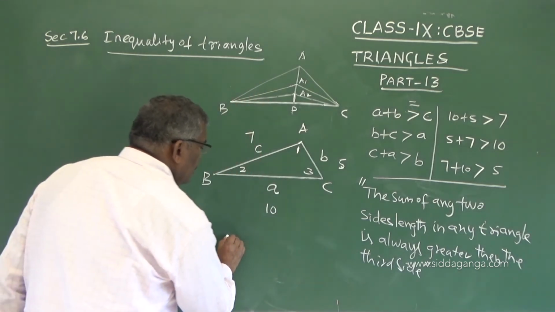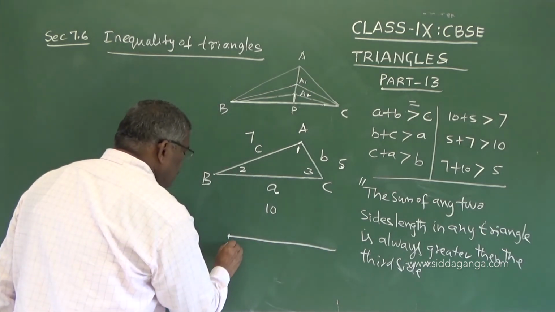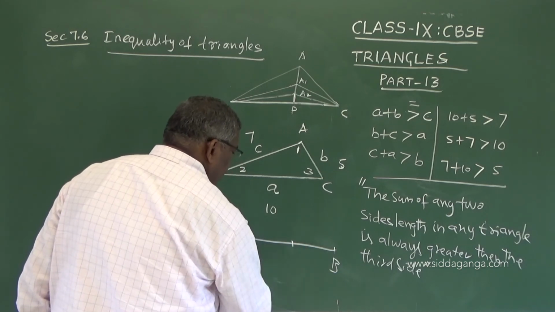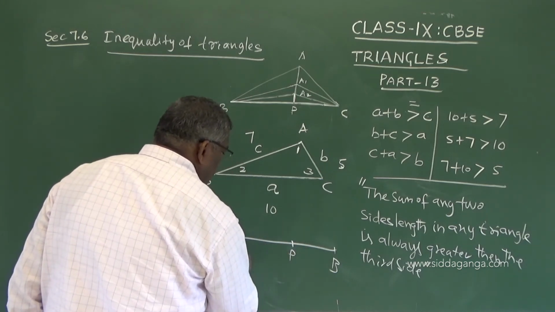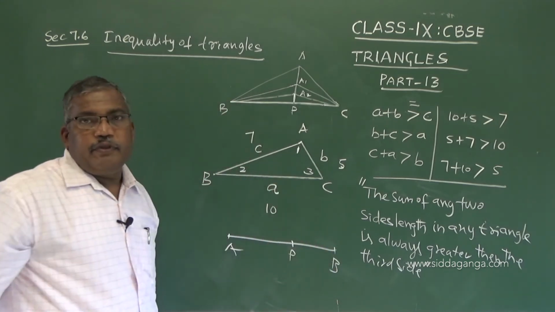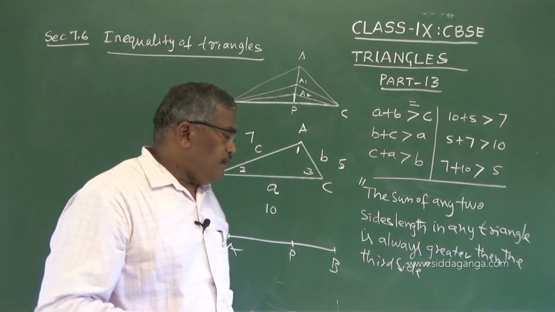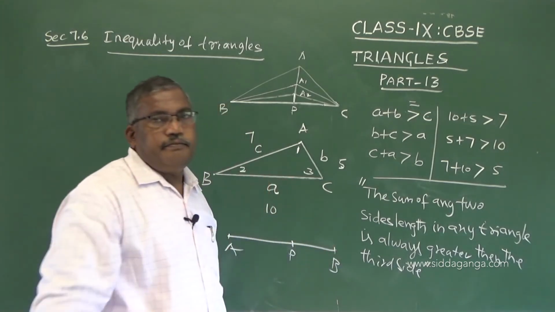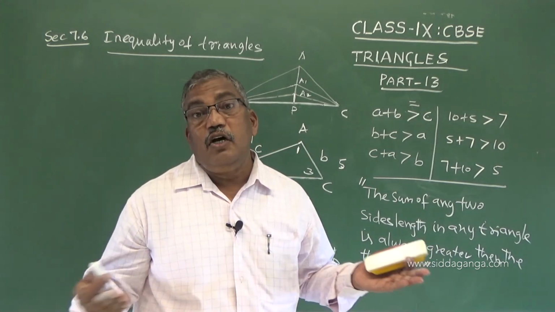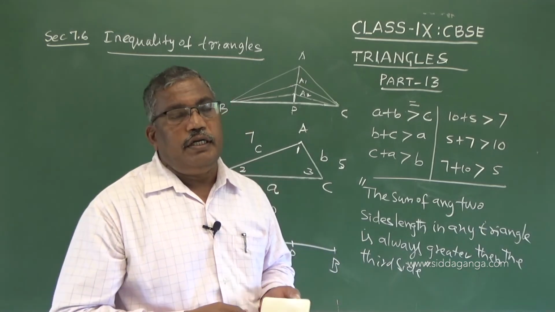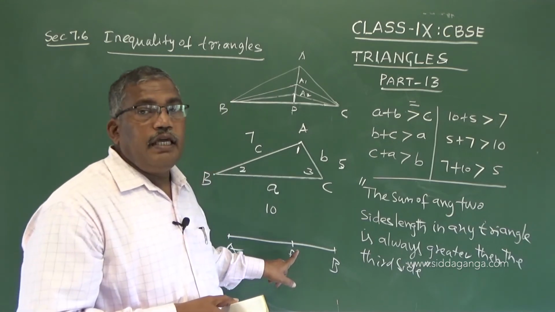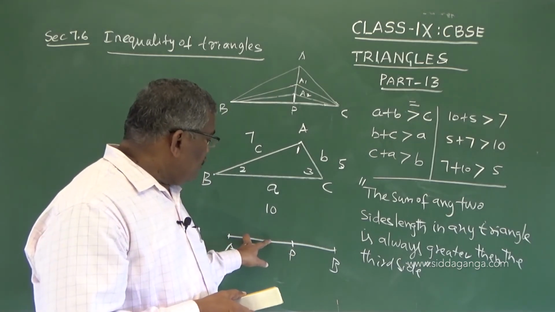So you can see here, suppose we have A, this is A, this is B, P is on line AB. In this case, AP plus PB is equal to AB. When it becomes equal, they are in a straight line. The triangle does not exist. They are collinear. In case of a triangle, they cannot be equal. Sum of two sides, these two sides.